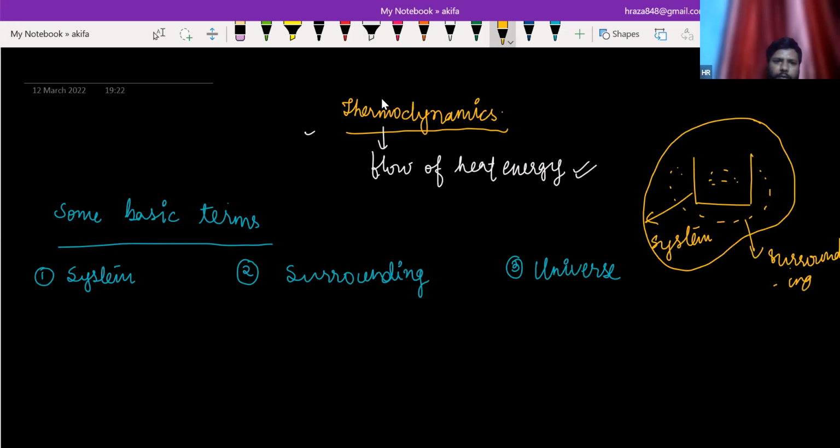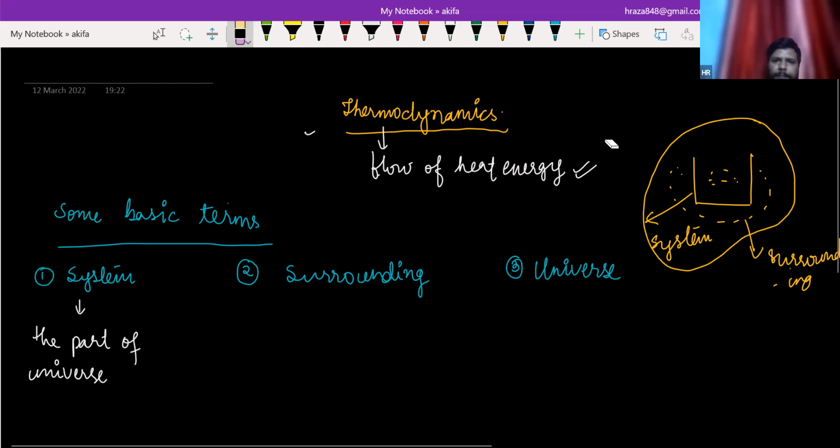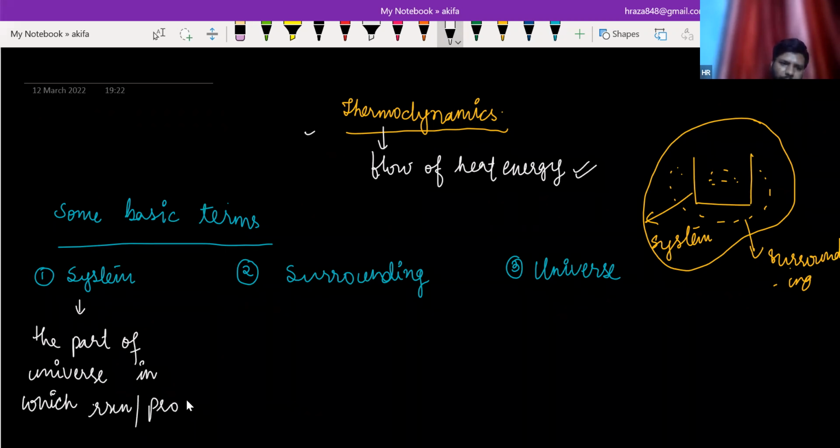So if you want to define it, what is system? We can define it as the part of universe in which reaction or process is carried out. That part is called system.